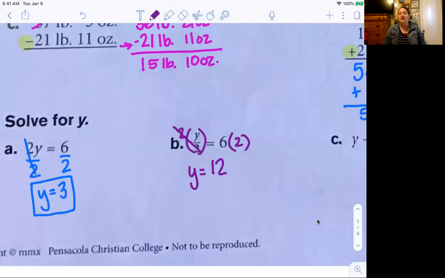Let's mentally check. We're going to put a 12 where we see a y. 12 divided by 2 is 6. 6 equals 6. We are good. Y does equal 12.